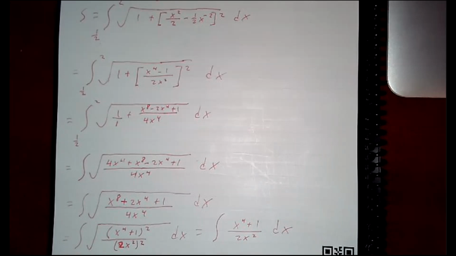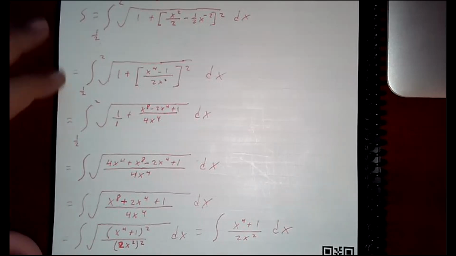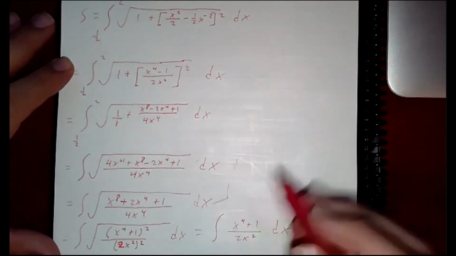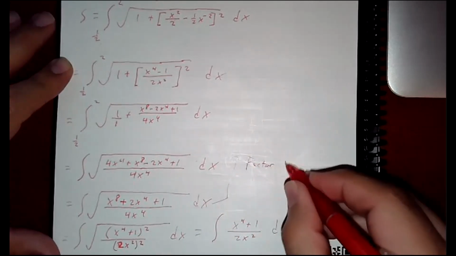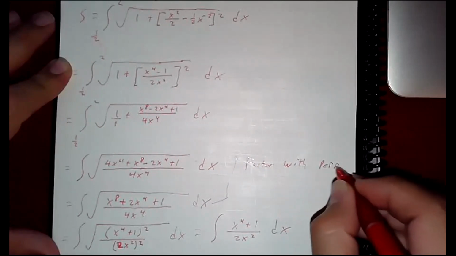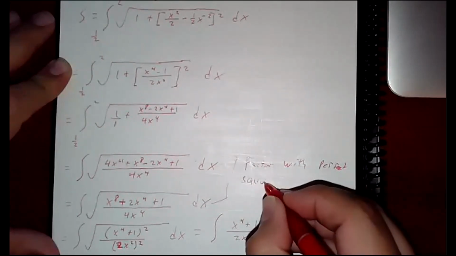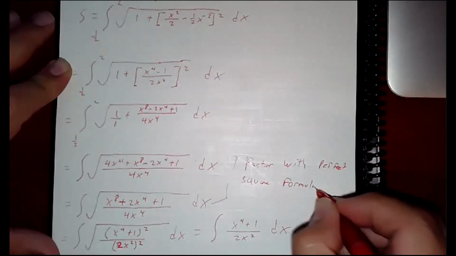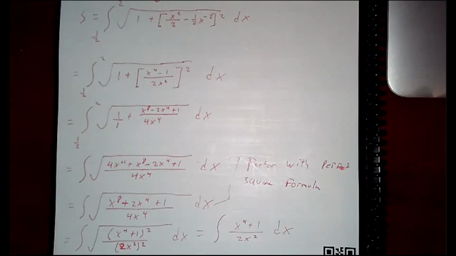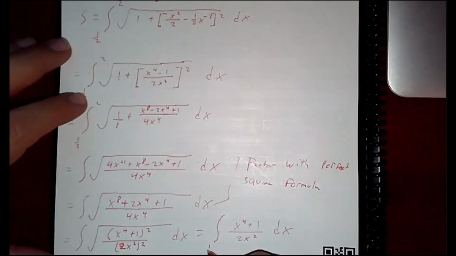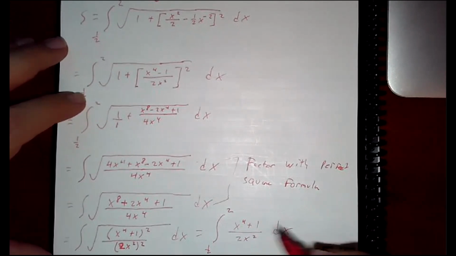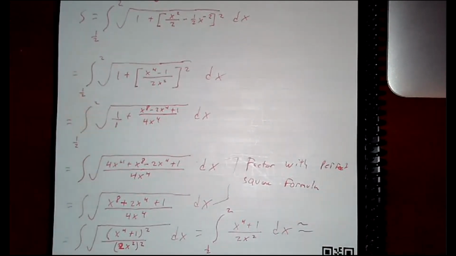Does that make sense? I want to make a note here: factor with perfect square formula. And it's still from 1/2 to 2, and then you'll get your approximate arc length. Do you have any questions on this example? I'm not going to worry about the integration at this point.